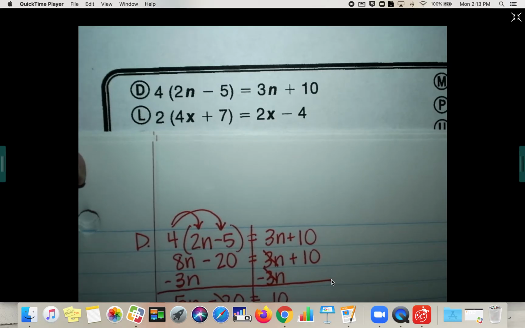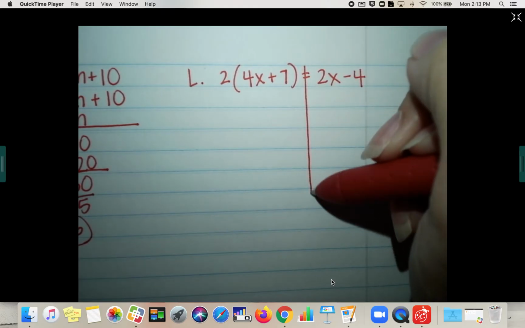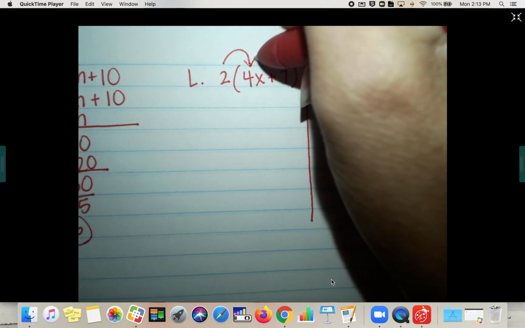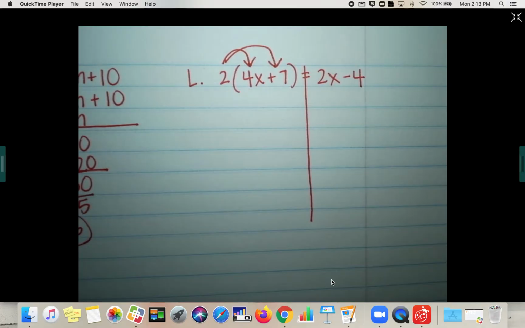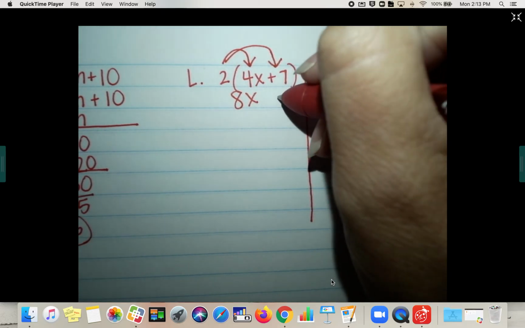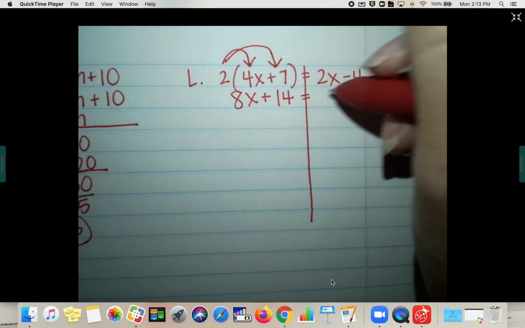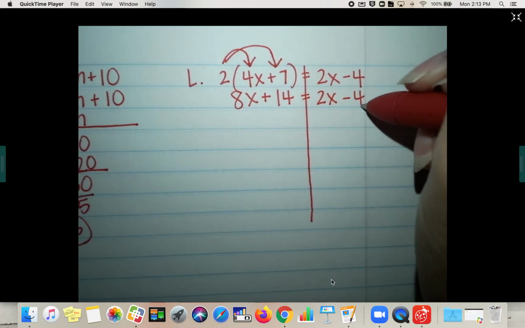All right, let's check out L. Letter L is 2 times the quantity 4x plus 7 equals 2x minus 4. All right, if you have distribution, you need to do that first. So let's distribute. 2 times 4x is 8x. 2 times positive 7 is positive 14, so please put a plus sign in between there. Bring down your 2x minus 4.